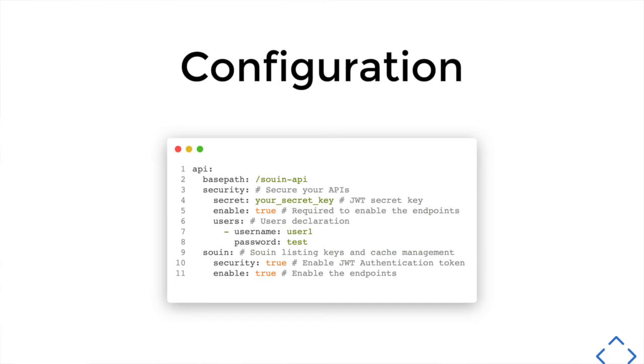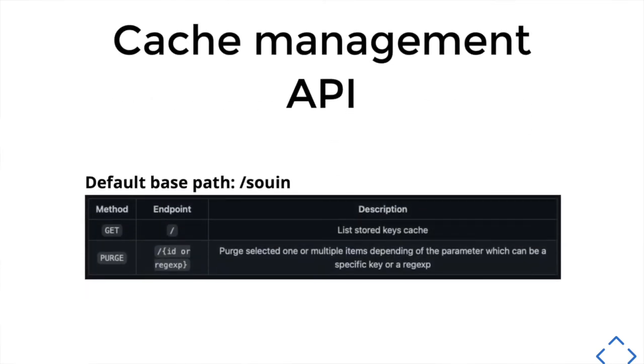For the Swing endpoint, you can tell that you want to protect related routes behind the JWT security firewall. And for the cache management, the default base path is Swing, and you can send a GET request on the base endpoint to list stored keys, and a GET request on the /surrogate_keys to list all tags stored with its cache keys associated. You can send a purge request on an ID or a regex to purge it, and you can also send a purge request on the cache base path with the header Surrogate-Key to purge the cache by tag.